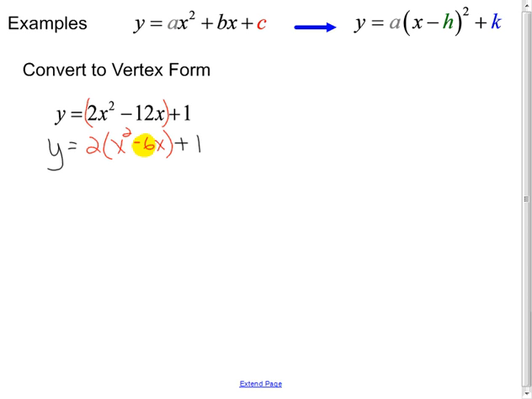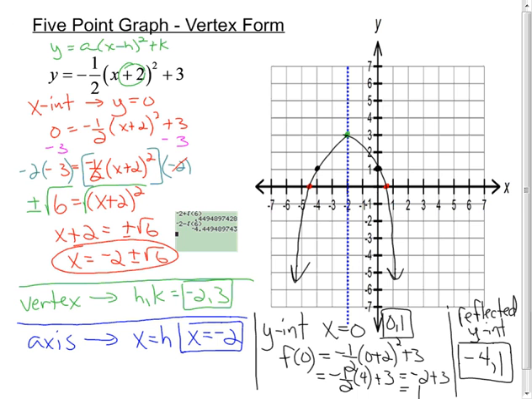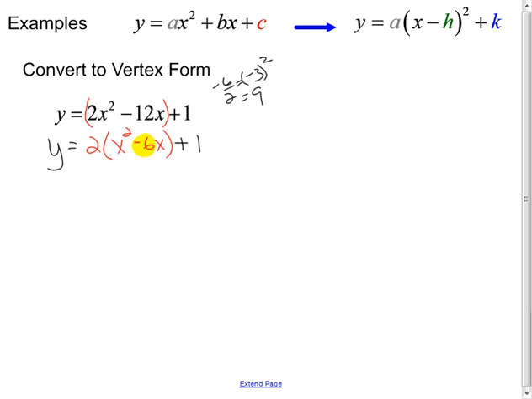So I'm going to cut that in half. I'll do it up here in the margin and get negative 3. And then it says to square it. So that's going to give me 9. Then add the result and subtract the result to the expression. Well, if I add it and subtract it, it means I've really done nothing. Well, I've done something, but I won't change the expression's value. Again, there was this 9, so I'm going to add it and subtract it. So let's see what that looks like.